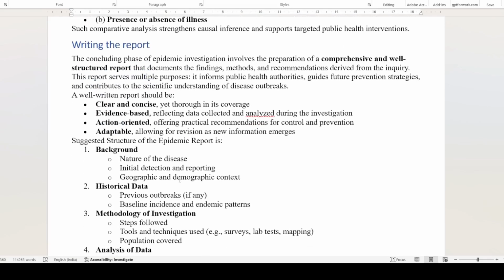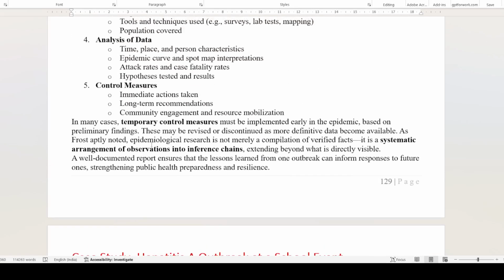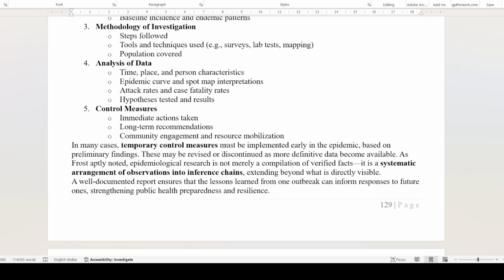Then we write the report, and the findings of that report are reviewed and reported to the higher officials. So this is how an epidemic is investigated and how the report is written.